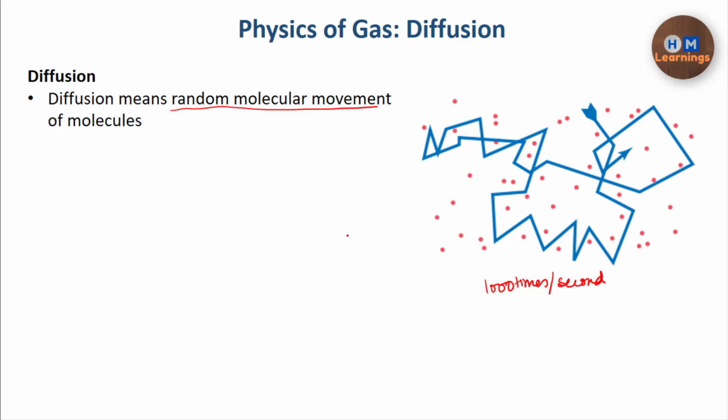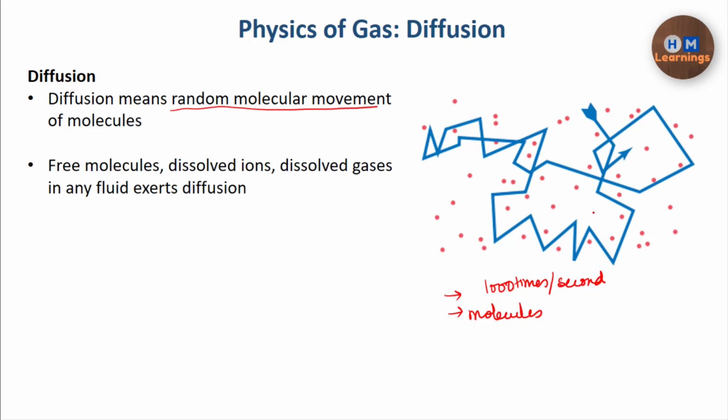So now, what kind of matter is exerting the motion? Is it only the free molecules of gas, or the free molecules of liquid, or does solid also exert diffusion or not? Or, if you dissolve NaCl in water, or if you dissolve oxygen in water, will it exert diffusion? The answer is yes. Free molecules of gas, free molecules of solid, free molecules of liquid, all of them exert the diffusion. The rate of the diffusion, the speed of the diffusion, could vary.